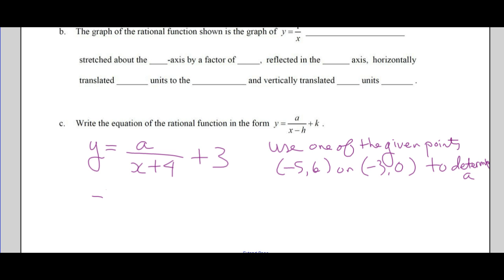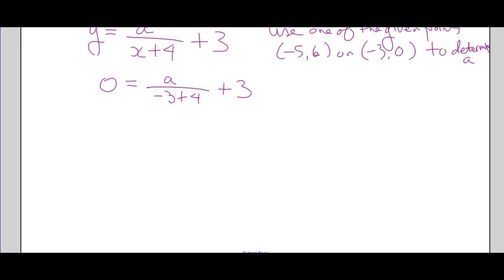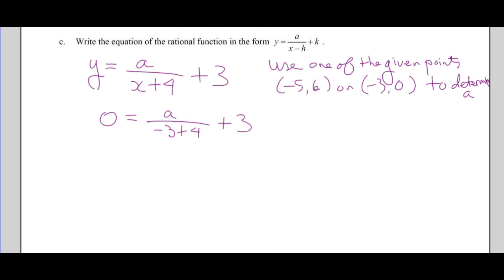What did we say? Negative 3, 0? No, we didn't say a was 0. No, we didn't say y was 0, okay. Get it right, y. Extend your page because if I hit that, I can lose it. No, that worked. 0 is equal to a over 1 plus 3. So I think a is negative 3.